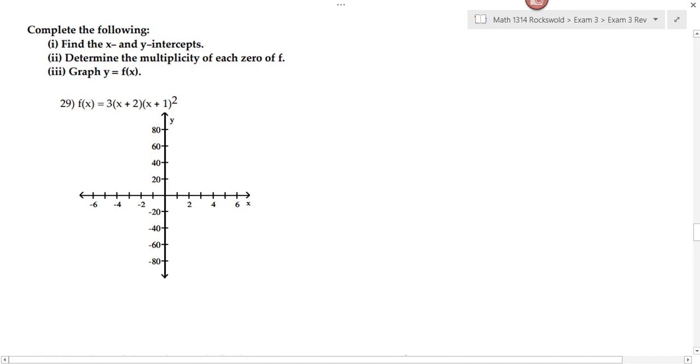On number 29, we're told to find the x and y intercepts, determine the multiplicity of each 0 of f, and then graph the function. So for part 1, we need to find our x and y intercepts. Which do you want to find first, the x-intercepts or the y-intercepts? How do you find x-intercepts? So to find our x-intercepts, I set f of x or y equal to 0 and solve for x.